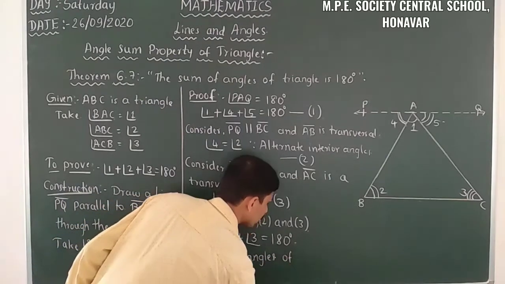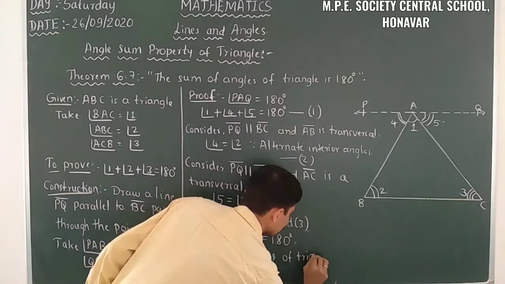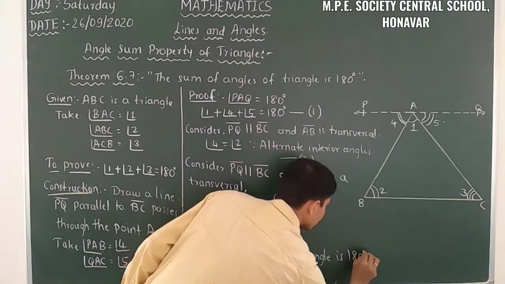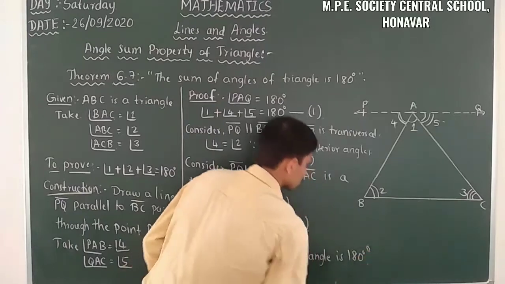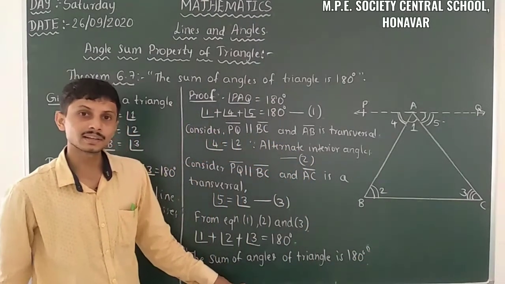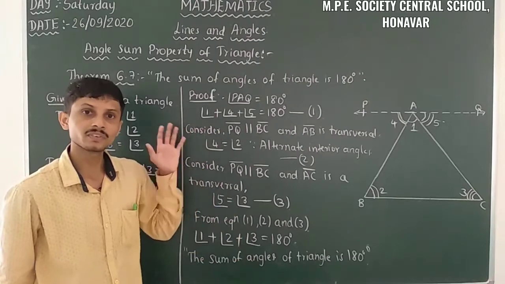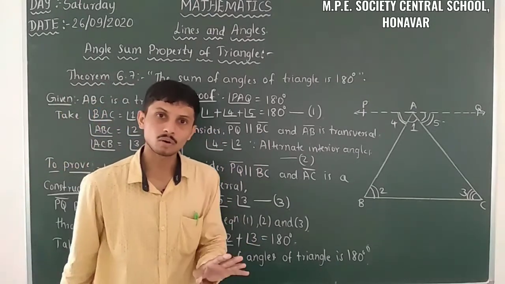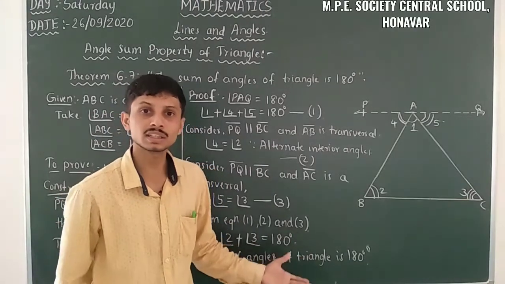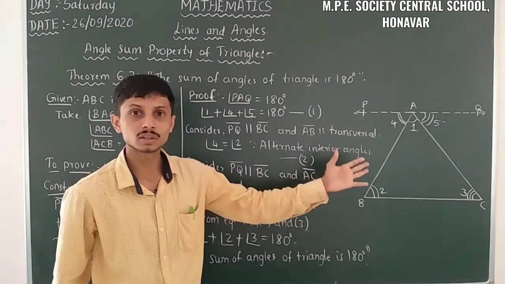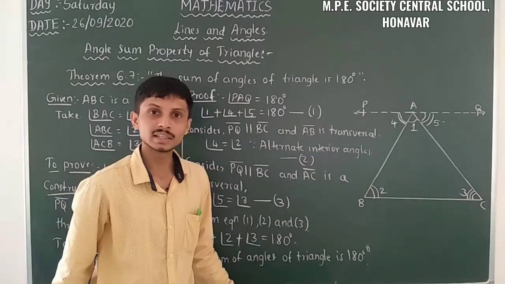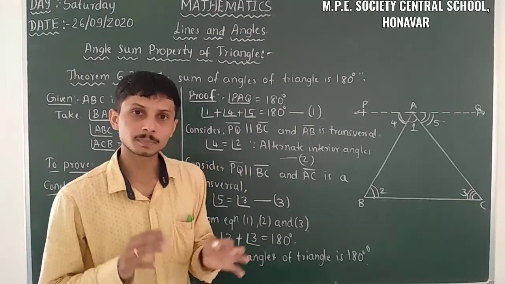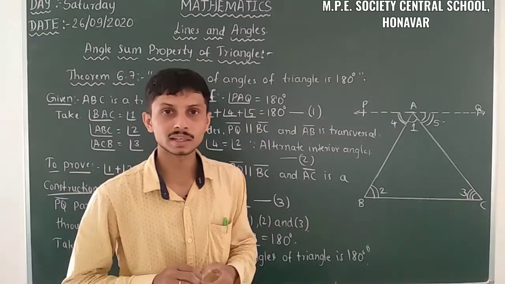of triangle is 180 degree. So particularly it is the interior angles. So in this theorem we only mentioned the angles. So consider it as only interior angles. There is no case of exterior angles. So here we considered only interior angles. So the sum of interior angles of a triangle is 180 degree.